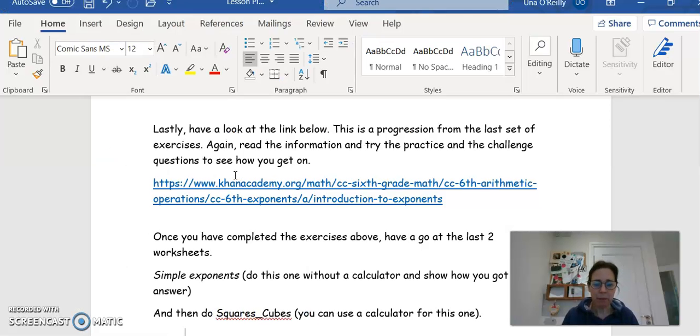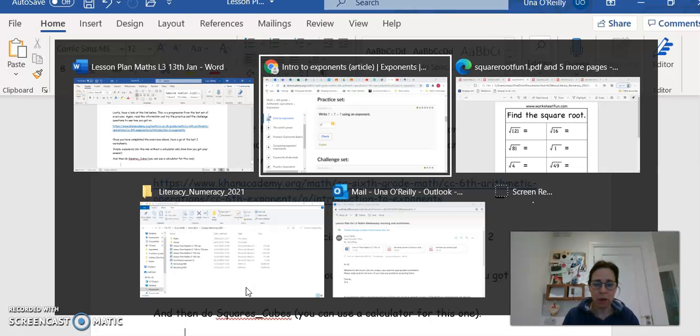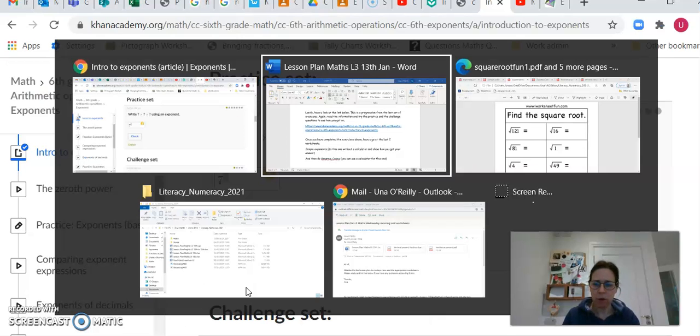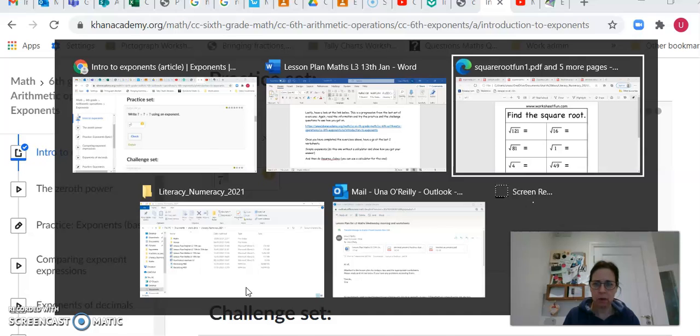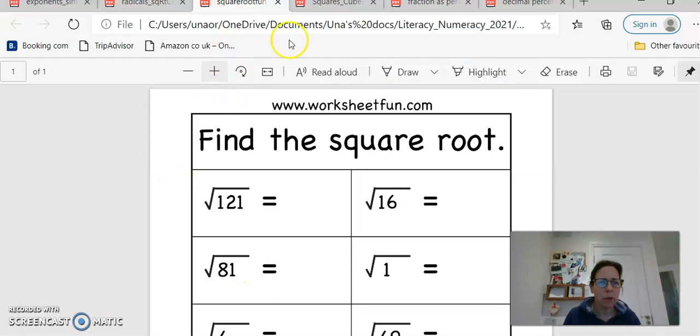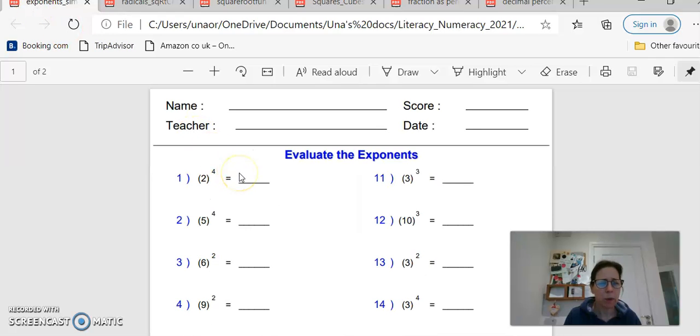Flicking back here to our lesson plan, once you've completed the exercises above, have a go at the last 2 worksheets. Now, simple exponents. Do this one without a calculator and show how you got your answer. So let me go to that. I have that open somewhere. Hold on a second. In here, simple exponents. Maybe it's exponents simple, that's maybe what I named it. But you'll have it in your email.